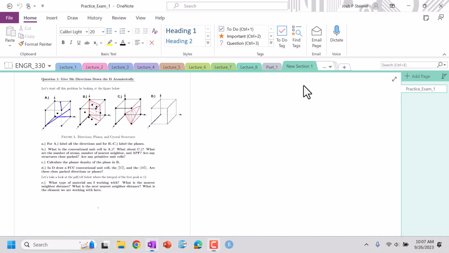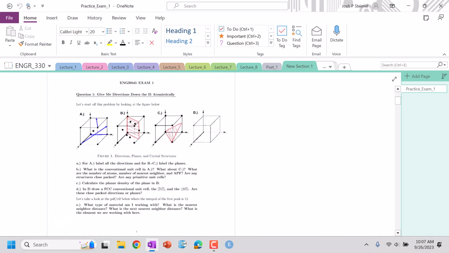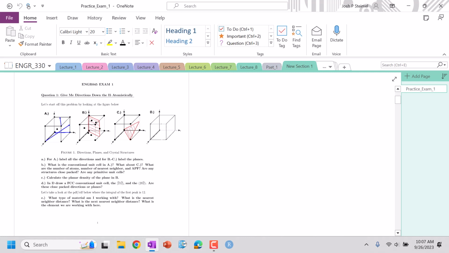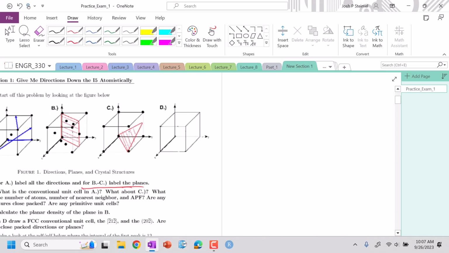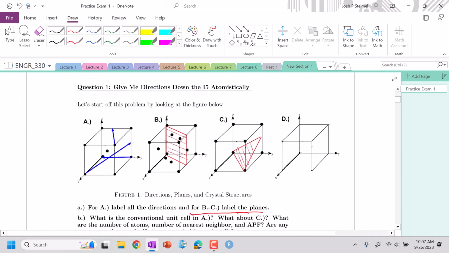Hi everyone, we are back and we are going to be going through our practice exam problem 1. So, for A, label all the directions, and for B through C, label all the planes. I'm going to do planes first because I like doing that.